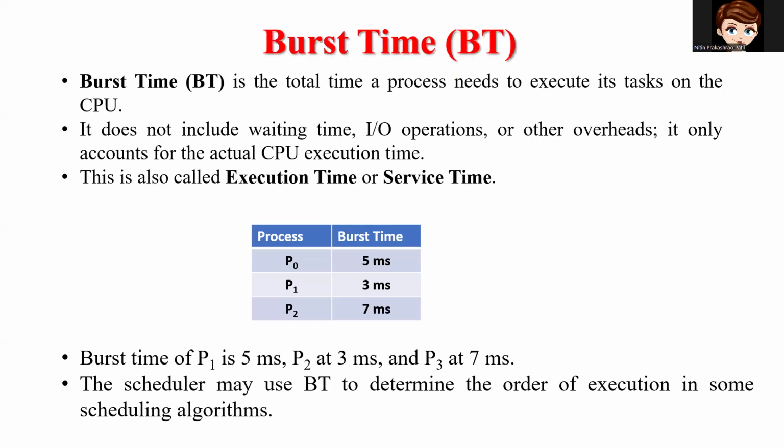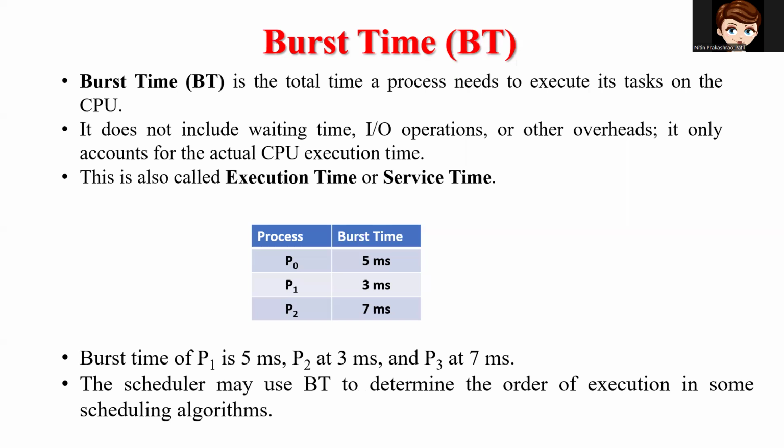Next is burst time. This burst time is the amount of time, or total time, a process needs to execute its tasks on the CPU. Note here that burst time never considers waiting time, or time taken for IO operations or other overheads. It is counted only for the amount of time used when the CPU is allocated. And that is the reason why it is also called execution time or service time.